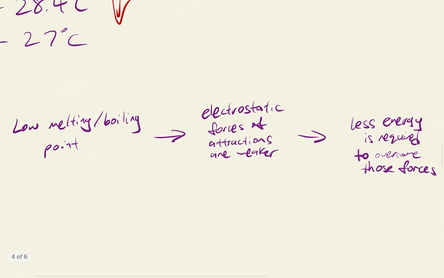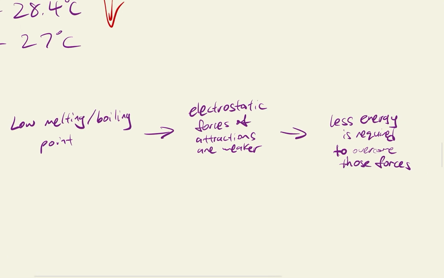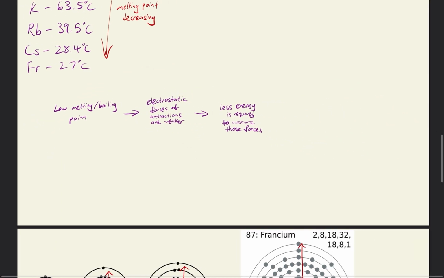A little insight here: when a metal has a low melting point or boiling point, we're talking about the electrostatic forces of attraction being weaker. Therefore, less energy will be required to overcome these forces, and the energy is referring to things like heat energy. So that results in the melting and boiling point.